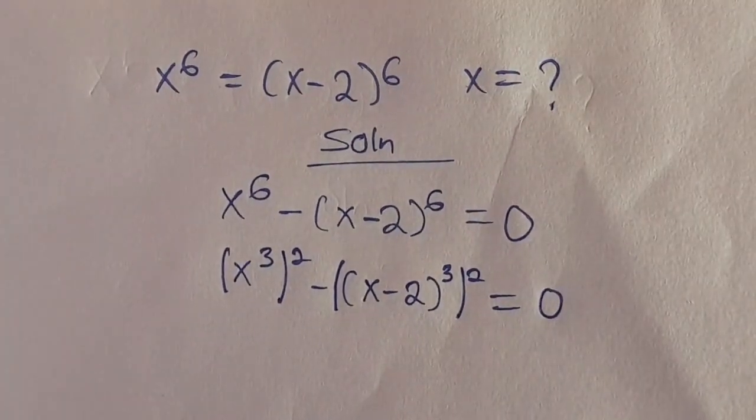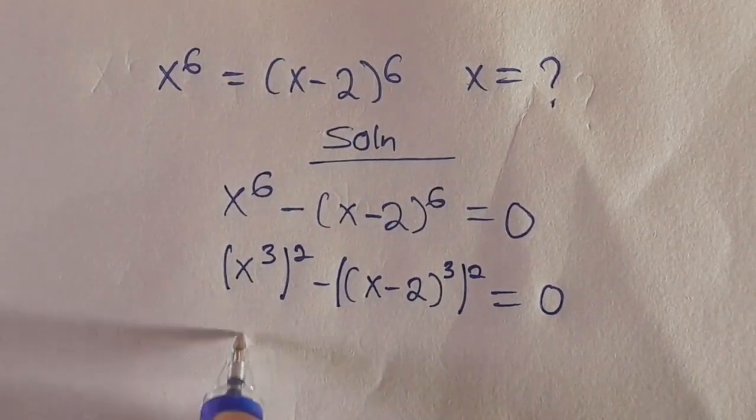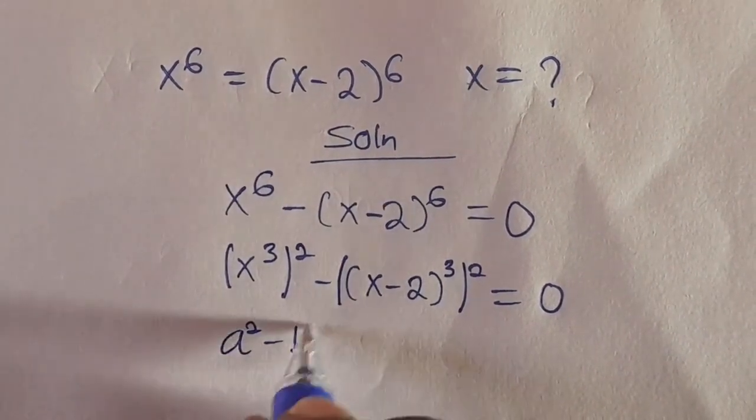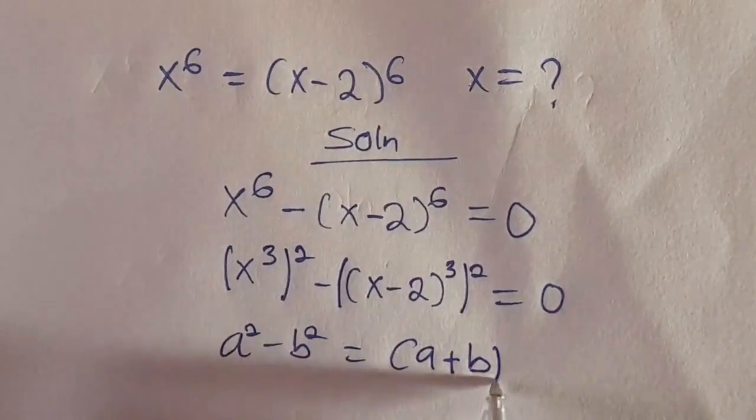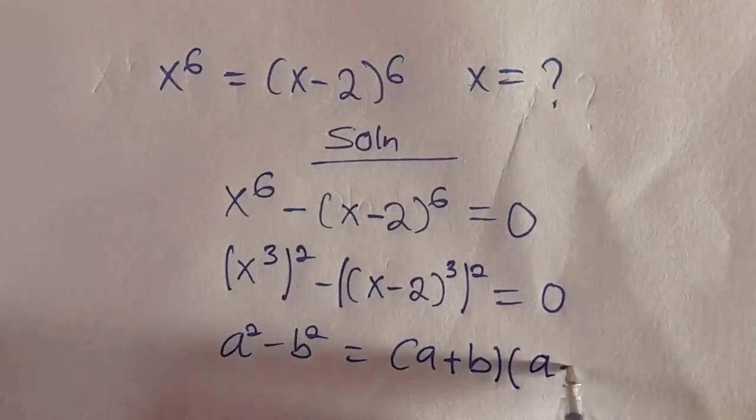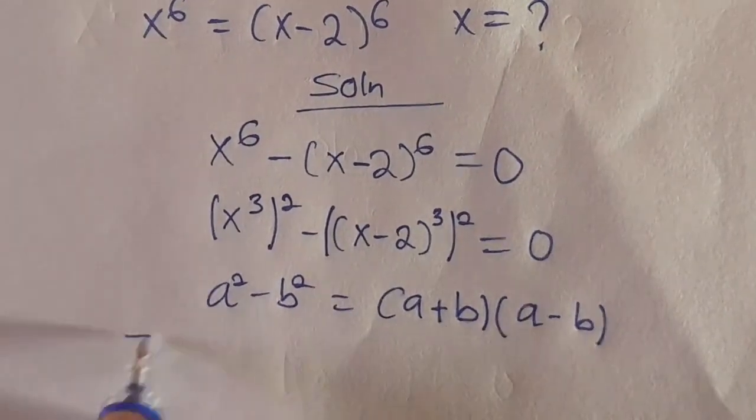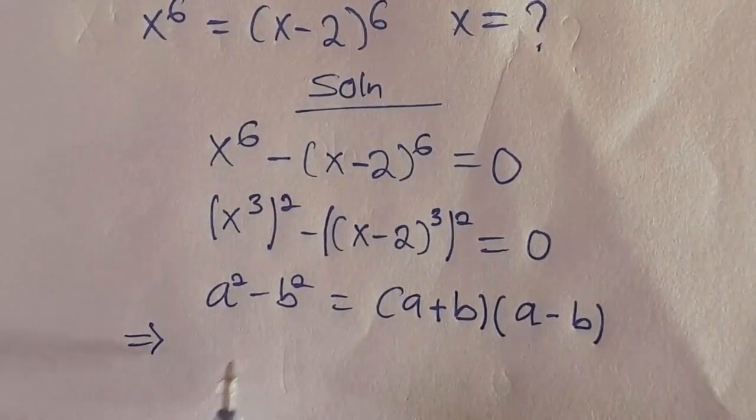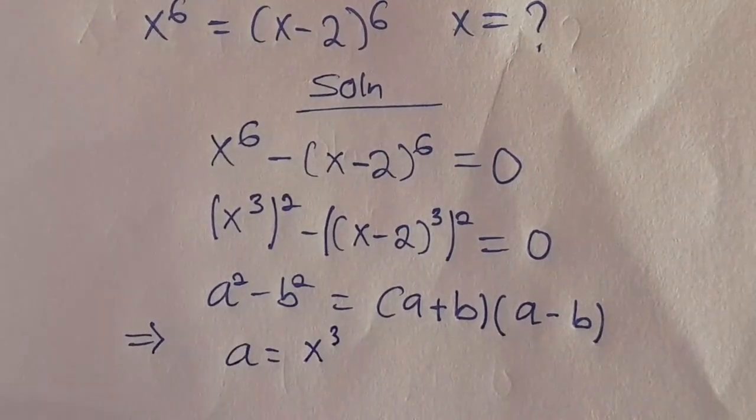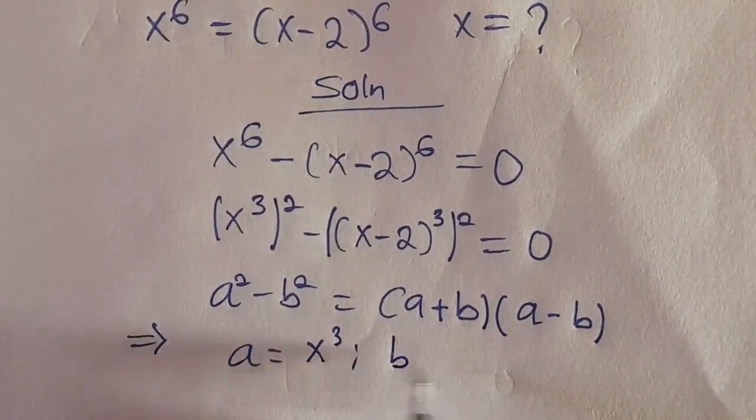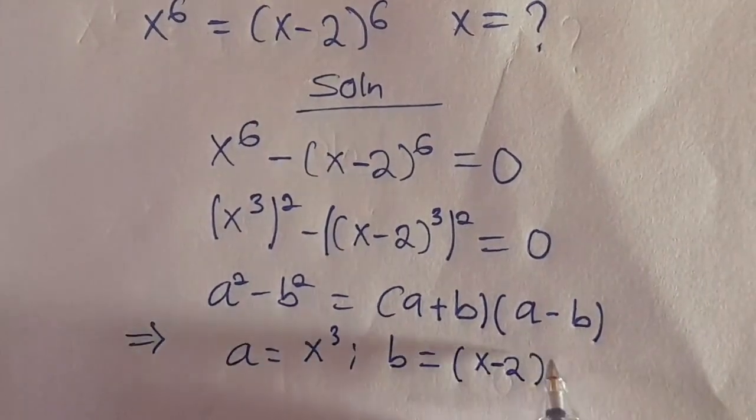So now guys, when you have this type of problem, we have to recall the difference of two squares, that says when you have a square minus b square, this equals (a plus b) multiplied by (a minus b). So from here, this simply implies that our a equals x raised to the power 3 and our b equals (x minus 2) all raised to the power 3.